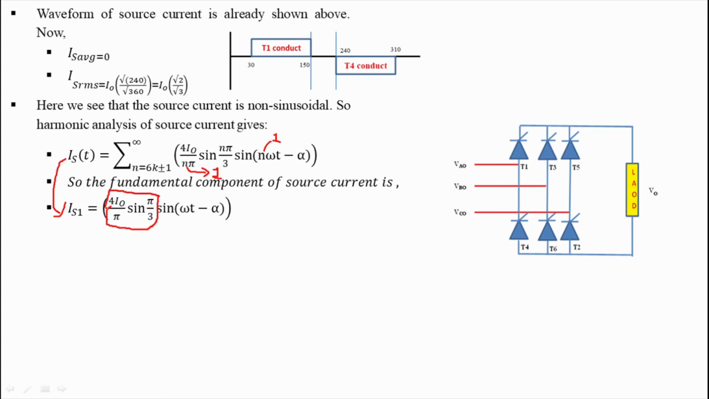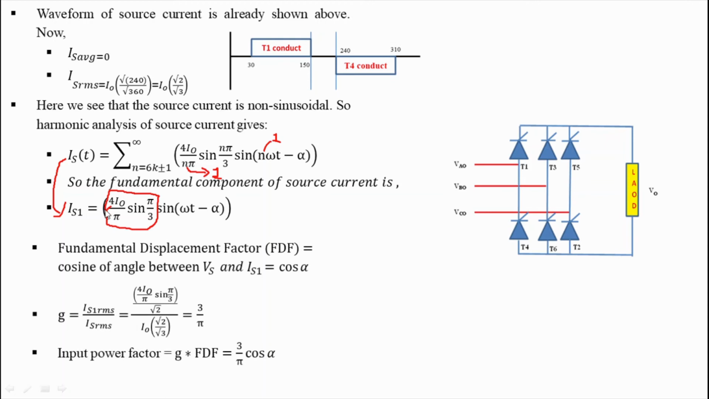And if we have to write the RMS value of fundamental component of current, then how can we write it? We have to simply divide this maximum value by root 2. So if we divide this maximum value by root 2, then we will get the RMS value of fundamental component.